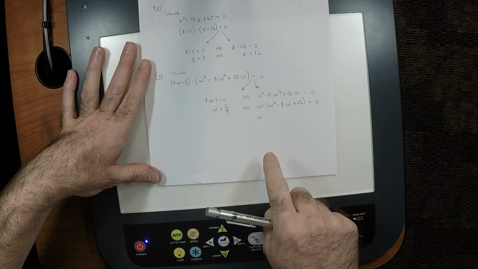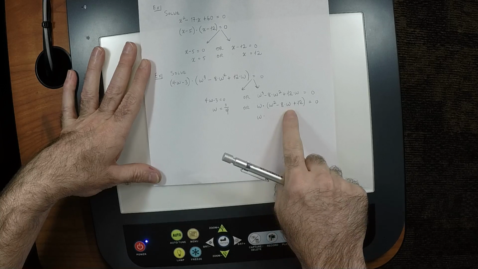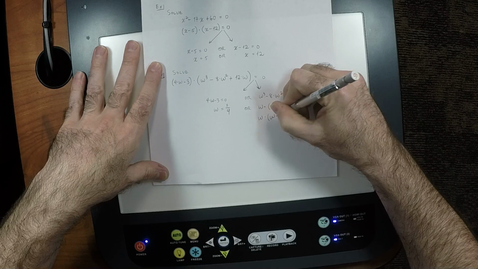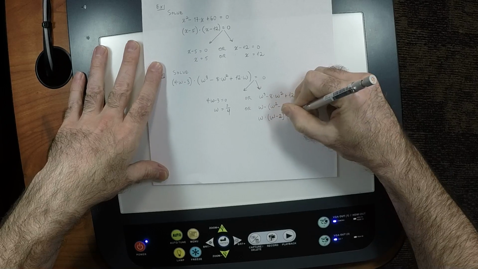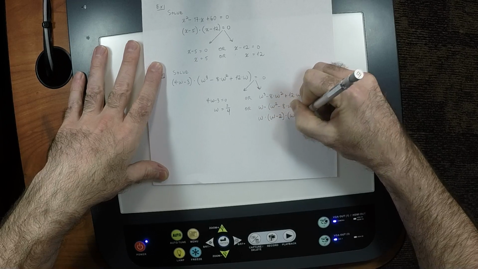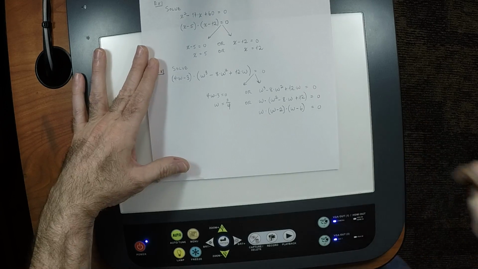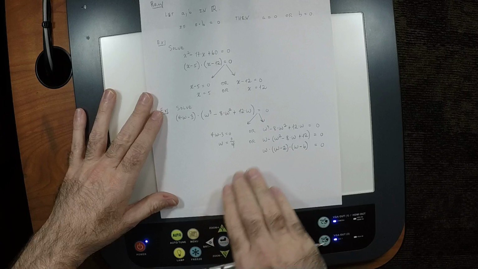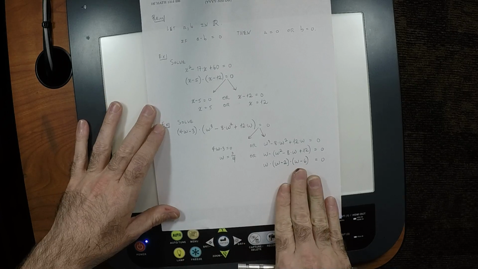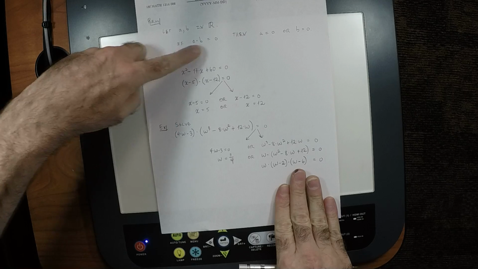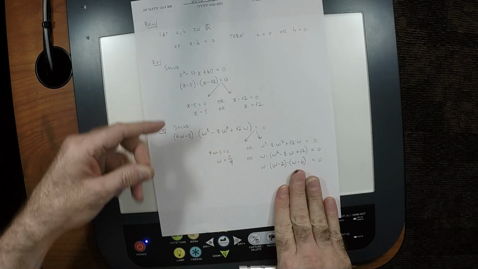Yeah, how does it factor? 2 and 6, right? So w minus 2 multiplied by w minus 6 is equal to 0. All right. So now the point of me doing this one is that, well, on the statement we said the product of two numbers is 0, so one of them must be 0.